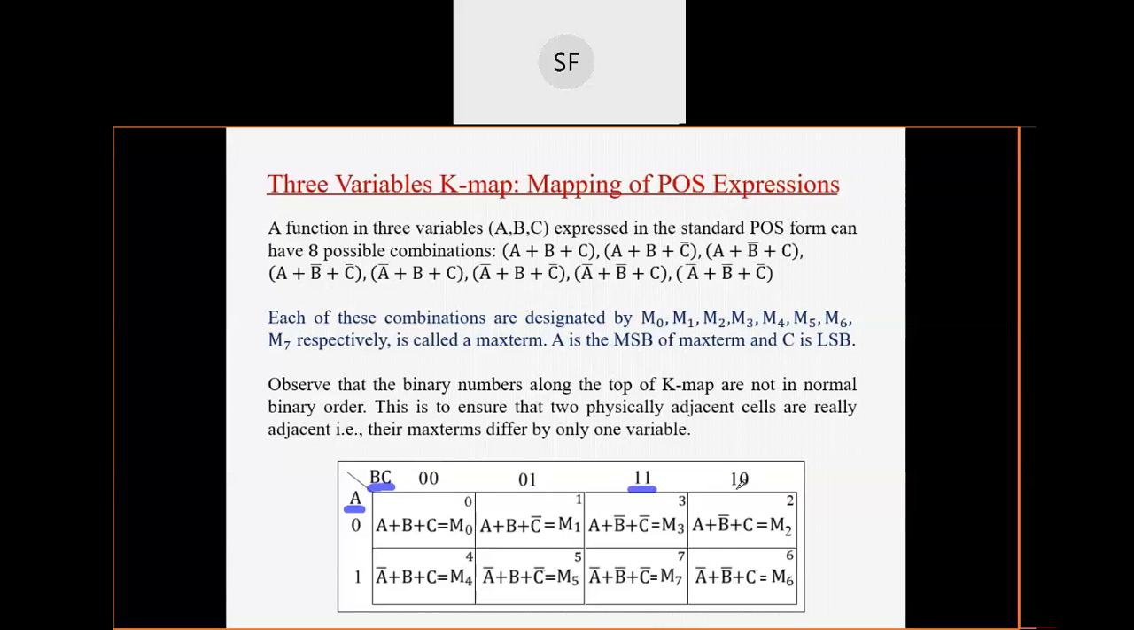Why is there 11 earlier and 10 next? I have already discussed this. Because we are required to combine adjacent cells. If you observe, these two cells are adjacent, but these two cells are not adjacent. That's why we have written 11 here and 10 here. So the physically adjacent cells will be your actual adjacent cells.